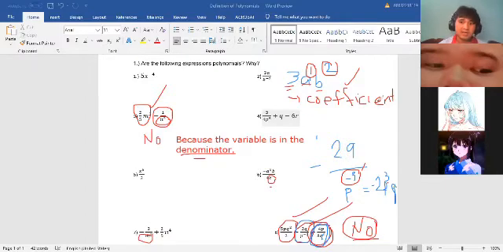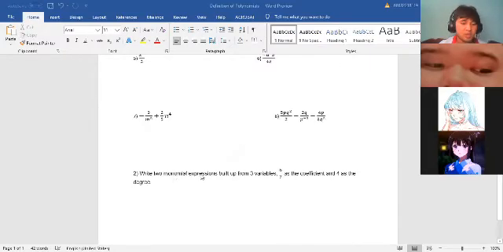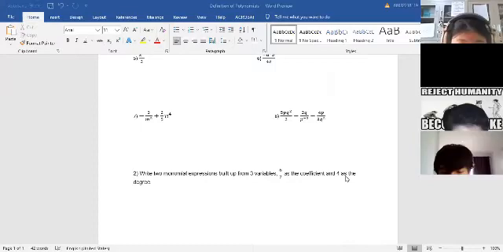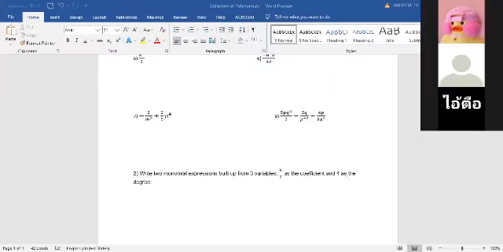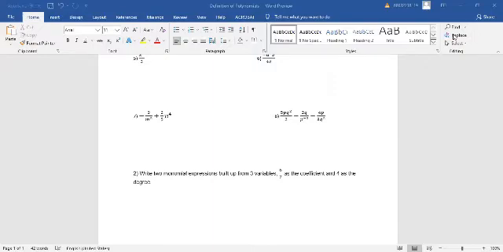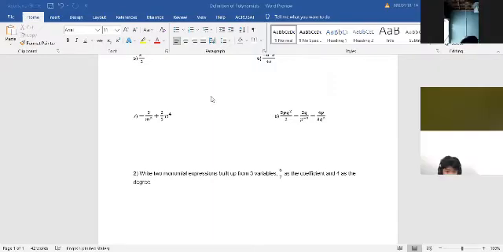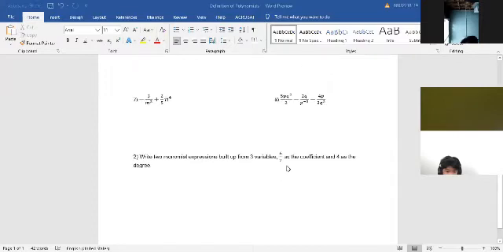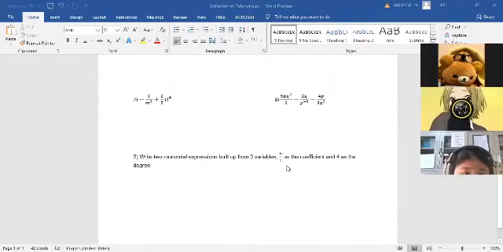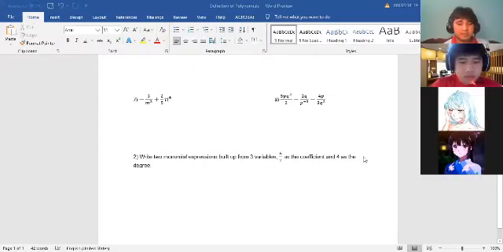All right, let's have the last problem here, number 9. I asked you to give me an example of a true monomial expression built up from 3 variables, with 6 over 7 as the coefficient and 4 as the degree. Who has an answer? Number 2, can you give me one example? 6 over 7 x squared y z. Can you write it on the annotate? Just give me one. That's correct.